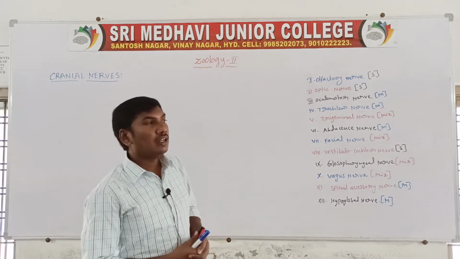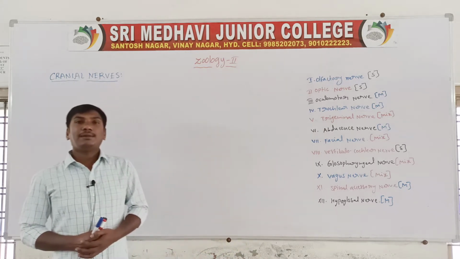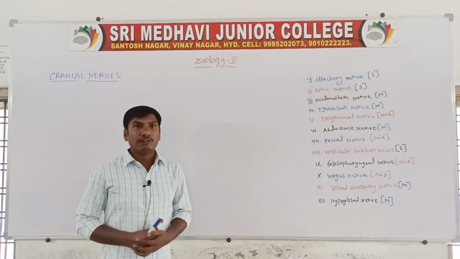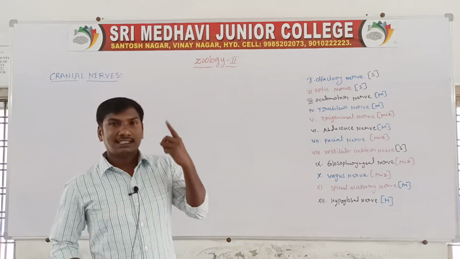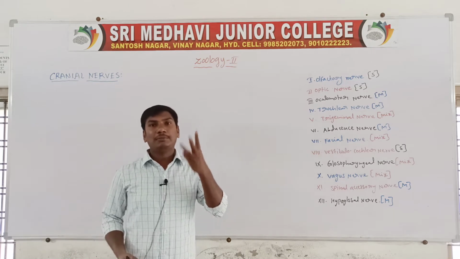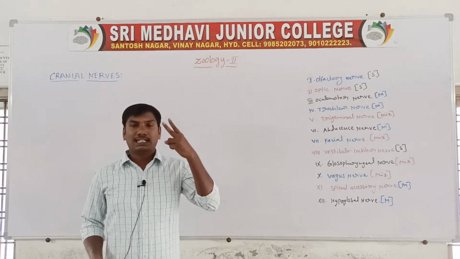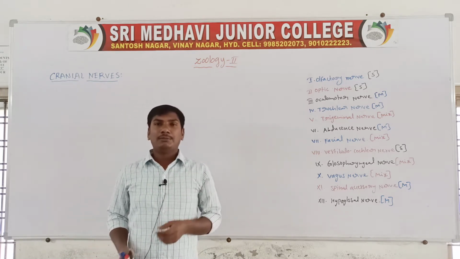The cranial nerves are the 12 pairs. Functionally, there are three types: sensory, motor, and mixed. The first is sensory neurons, the second is motor neurons, and the third is mixed neurons.